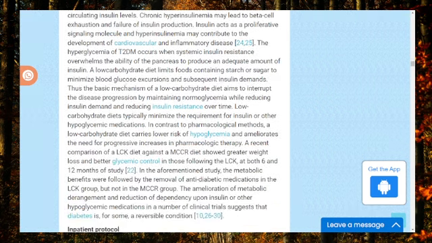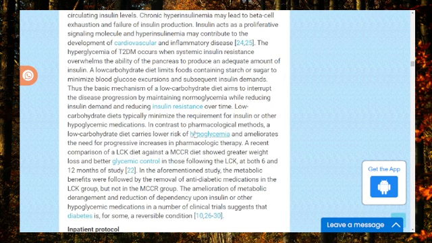A low carbohydrate diet limits foods containing starch or sugar to minimize blood glucose excursion and subsequent insulin demands. Thus, the basic mechanism of a low carbohydrate diet aims to interrupt the disease progression by maintaining normoglycemia while reducing insulin demand and reducing insulin resistance over time. Low carbohydrate diets typically minimize the requirement for insulin or other hypoglycemic medications.